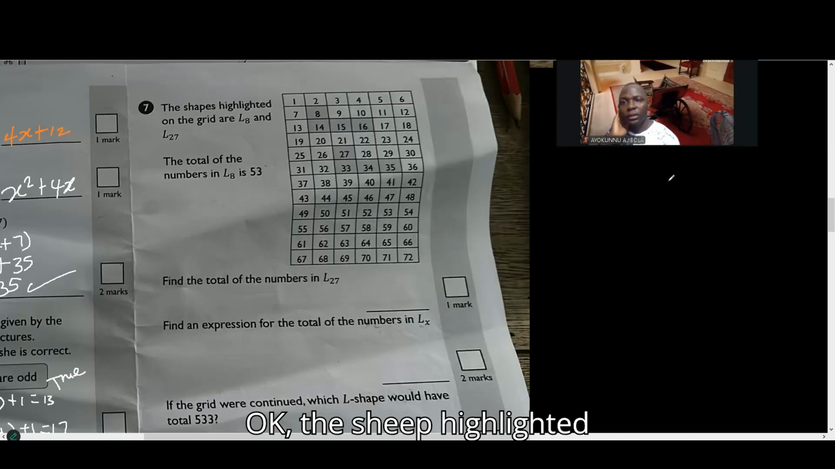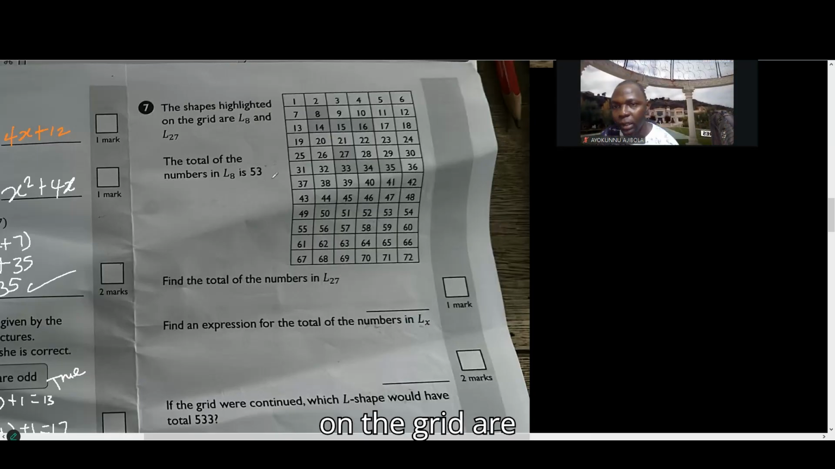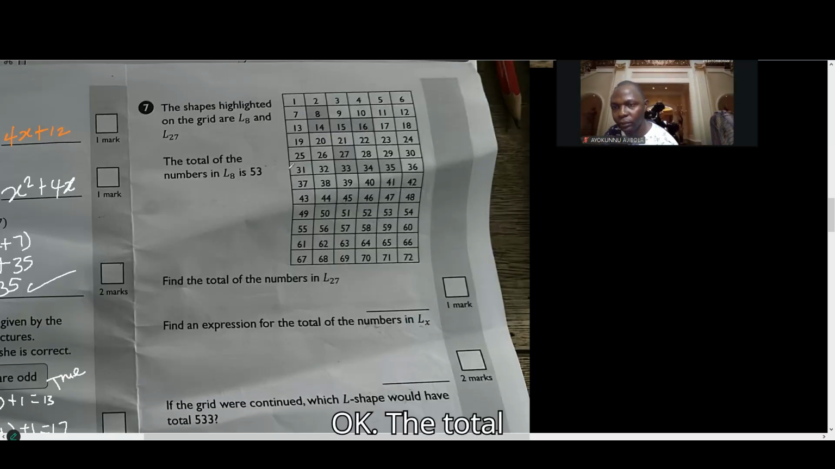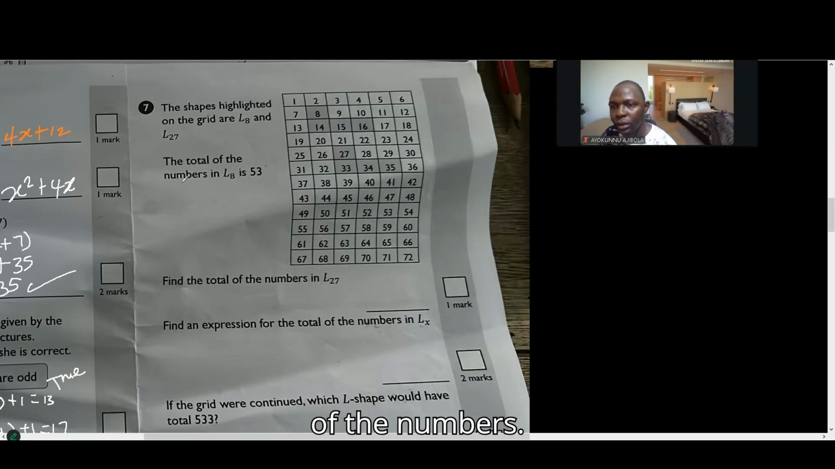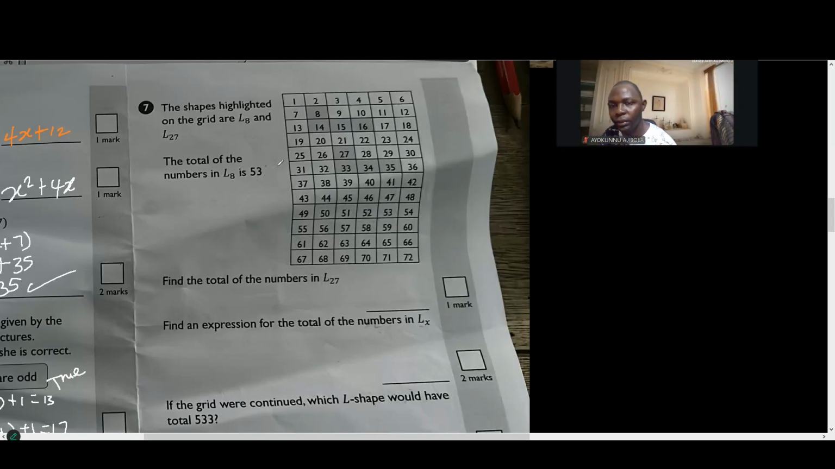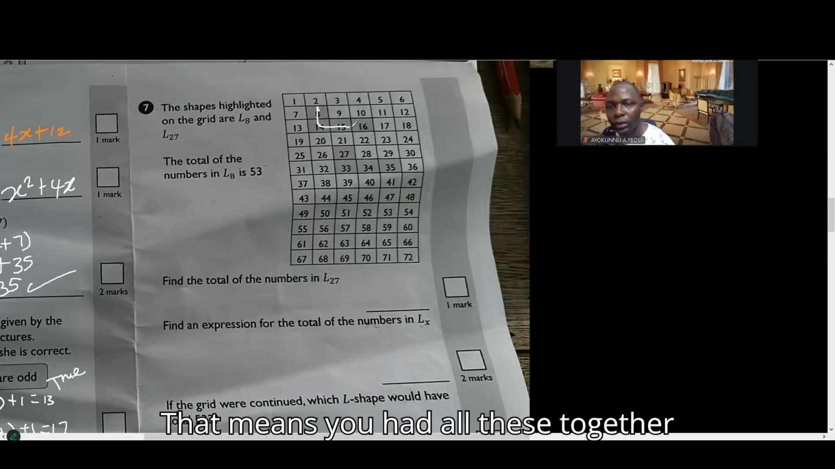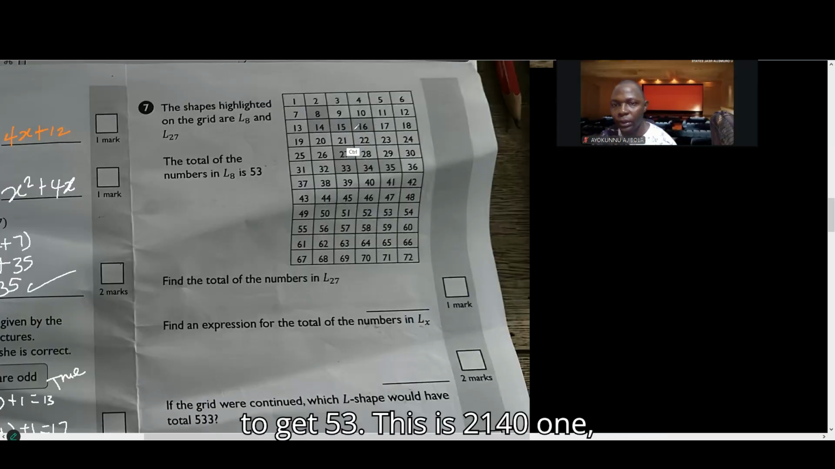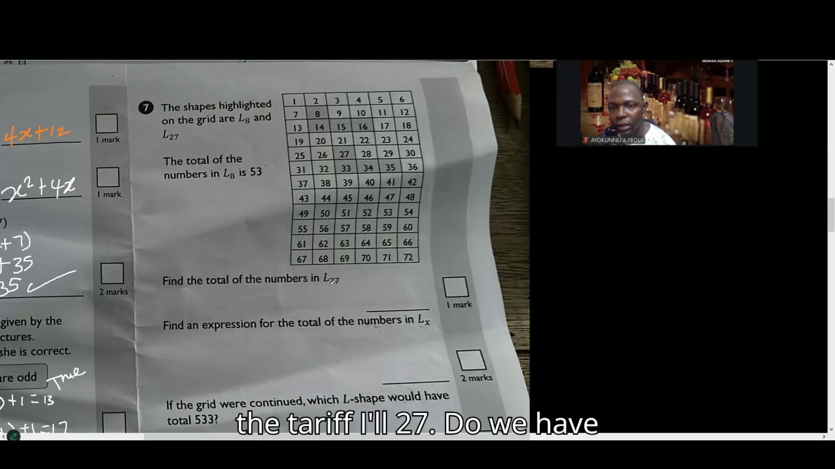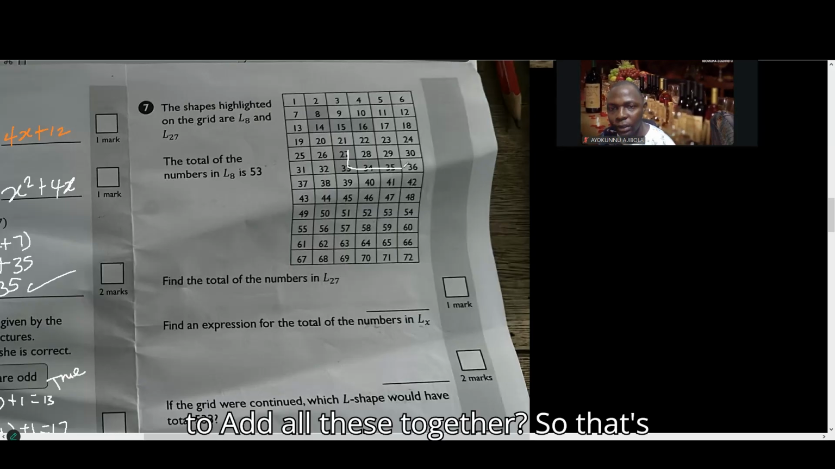Okay. The shapes highlighted on the grid are L8 and L27. The total of the numbers in L8 is 53. That means you add all these together to get 53. This is 21, 41, 45 plus 8, that's 53. Find the total of L27. We have to add all this together.